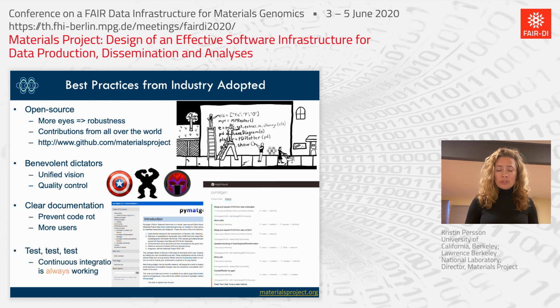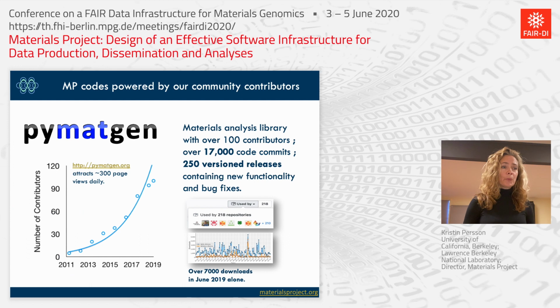PyMatgen, as I said, is our oldest code. It has over 100 very active developers from all over the world. It has over 17,000 code commits and is used by over 200 different repositories from all over the world. In just 1 month alone, it gets over 7,000 downloads. This is a success story in the sense that this is basically a community effort at this point, and a lot of people are using the code to forward their own research.